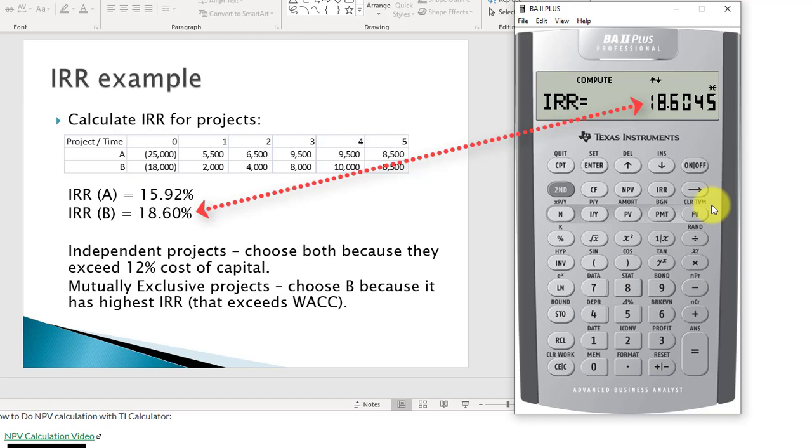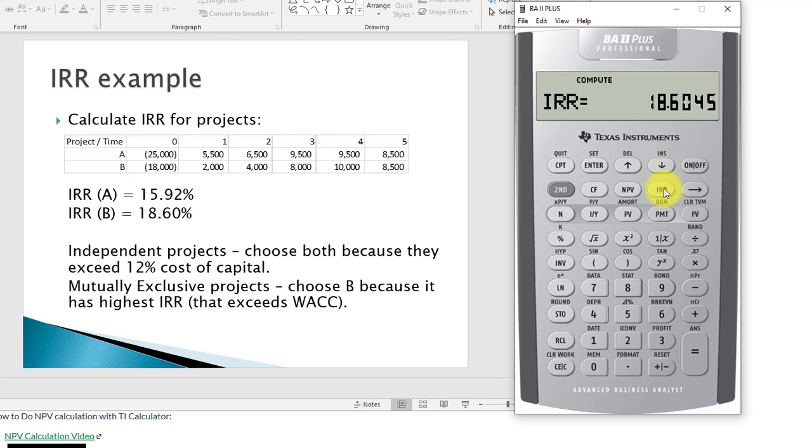18.60% is my answer. Now let me just show you real quickly what would happen if you didn't enter the first cash flow as a negative. So if I change the sign and then hit enter to put that into cash flow 0, now I have 18,000 as my very first cash flow instead of negative 18,000. If I march through all my cash flows to double check them, everything else is entered correctly.